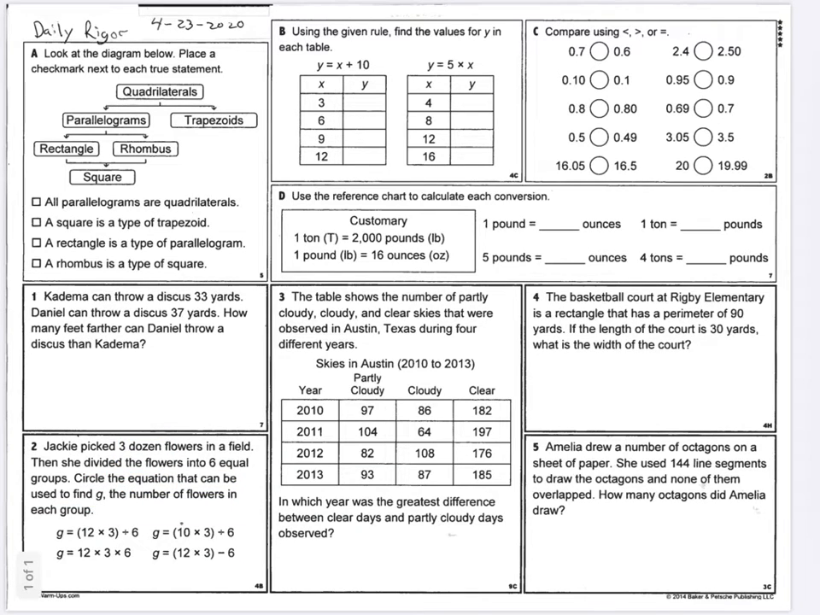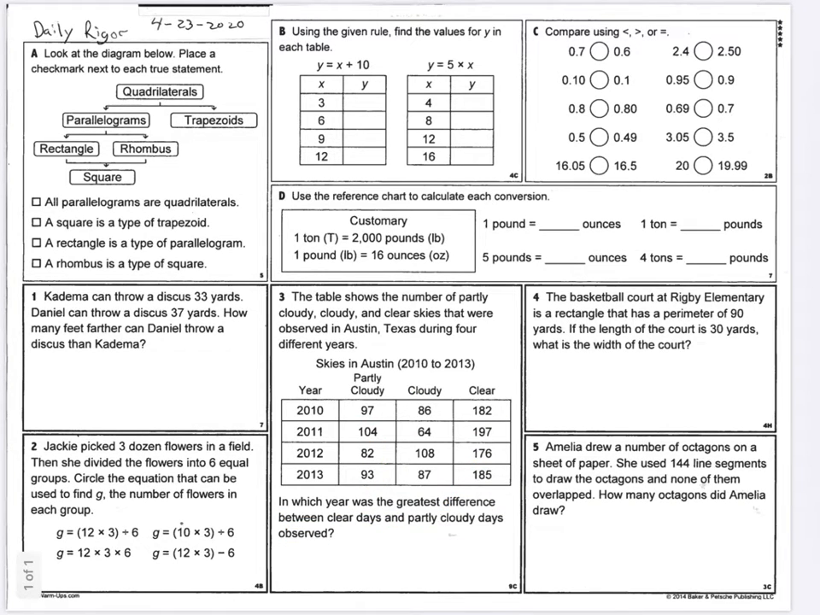Number 3, the table shows the number of partly cloudy and clear skies that were observed in Austin, Texas during 4 different years. In which year was the greatest difference between clear days and partly cloudy days observed? So I'm going to mark this out because this is not relevant. Because it says, in which year was the greatest difference between clear days and partly cloudy days observed? So you're just looking for the greatest difference between partly cloudy and clear. So you're going to find the difference between these two numbers. What do you do to find difference? Okay, how do you find the difference between two numbers?